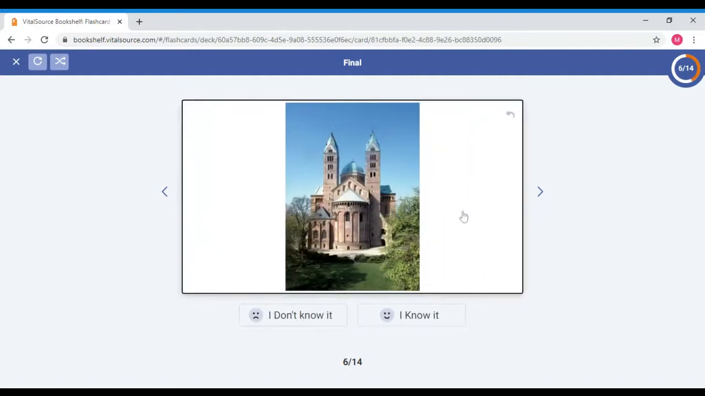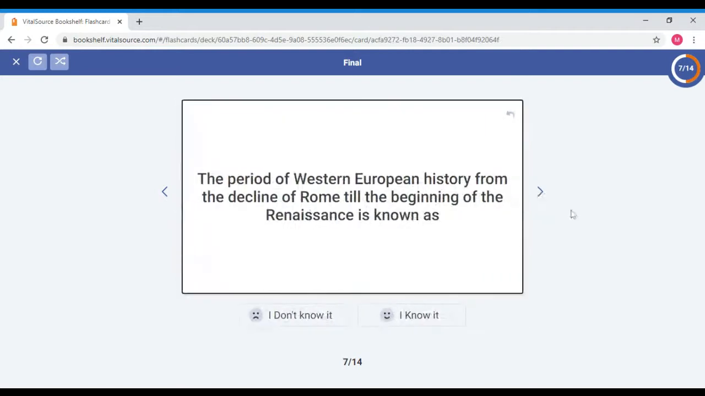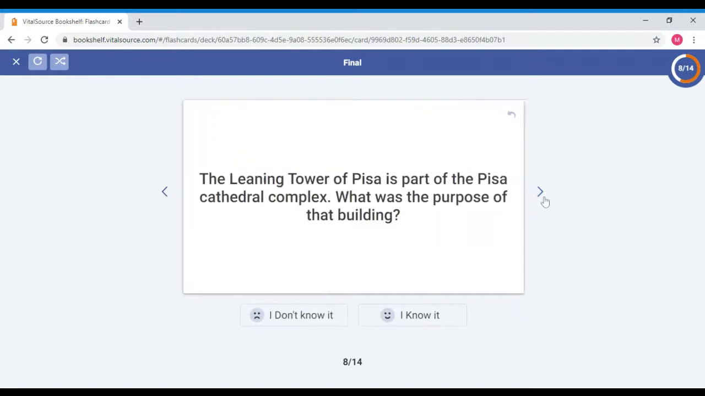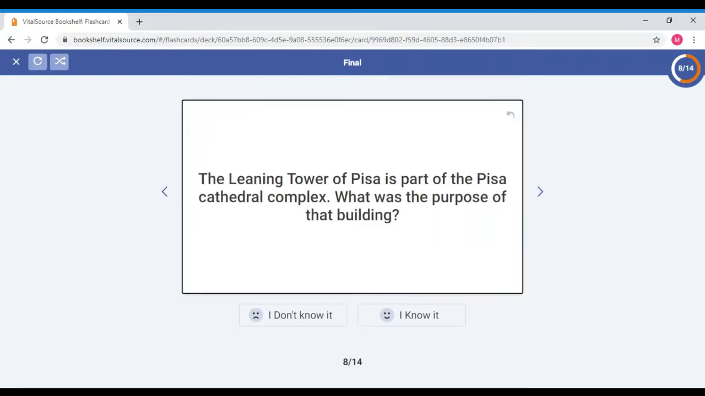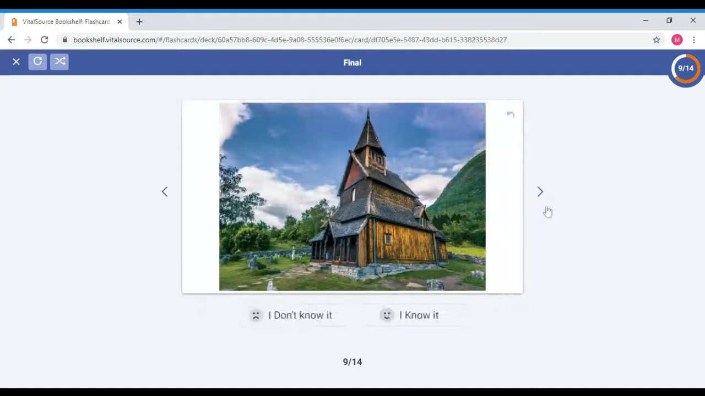And again, what is this? Again, the idea of Romanesque. The period of Western imperial history from the decline of Rome till the beginning of the Renaissance is known as, I'll give you this one, the medieval period or the Middle Ages. The Leaning Tower of Pisa is part of the Pisa Cathedral complex. What was the purpose of that building? I mentioned it very quickly, but just look up what the actual purpose was.